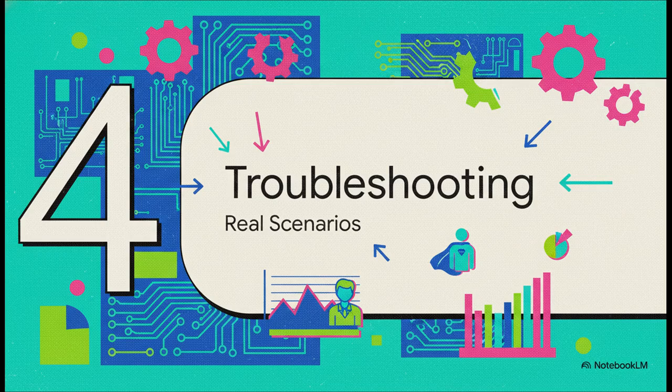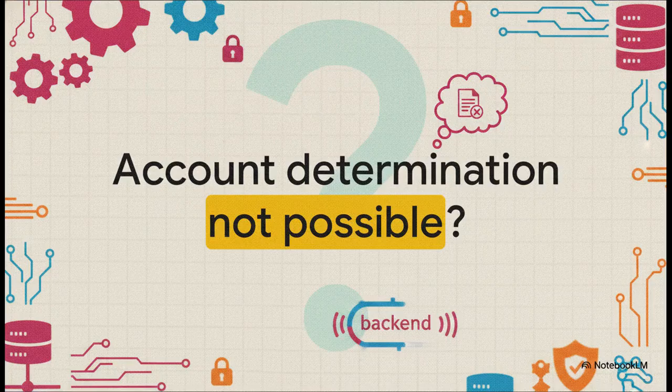All right, on to Section 4, Troubleshooting Real Scenarios. Because, let's face it, anyone can follow a setup guide. But a senior consultant proves their real worth when things break in production. Imagine an end user frantically messages you during an F29 posting saying they're getting a system error, account determination not possible. Don't panic. All this means is that the special GL account is completely missing from your configuration. You just need to jump into the backend and maintain that account.